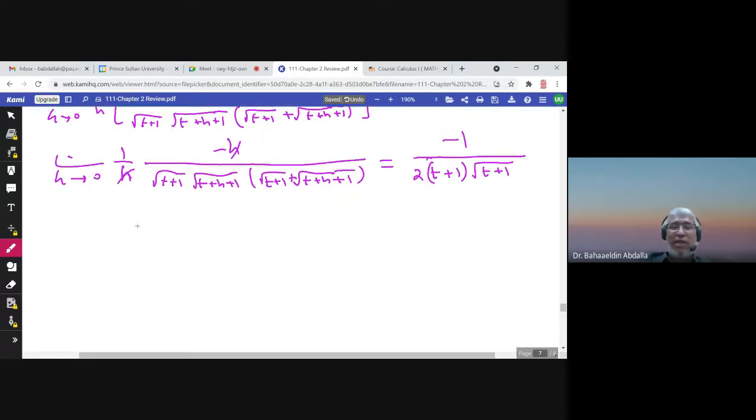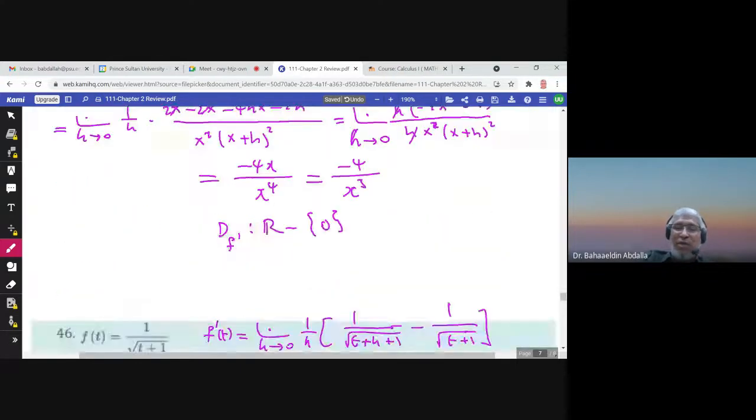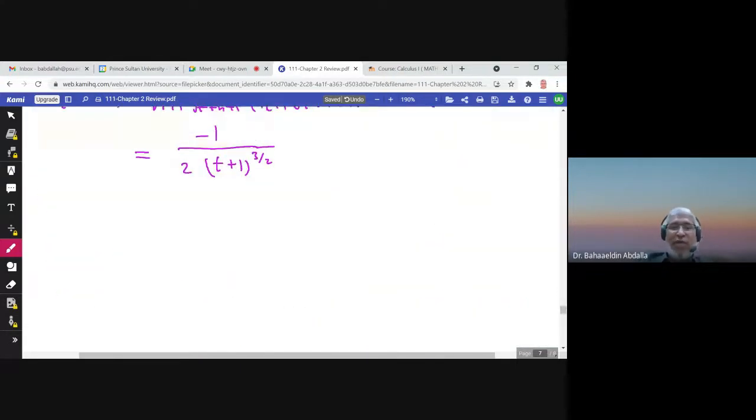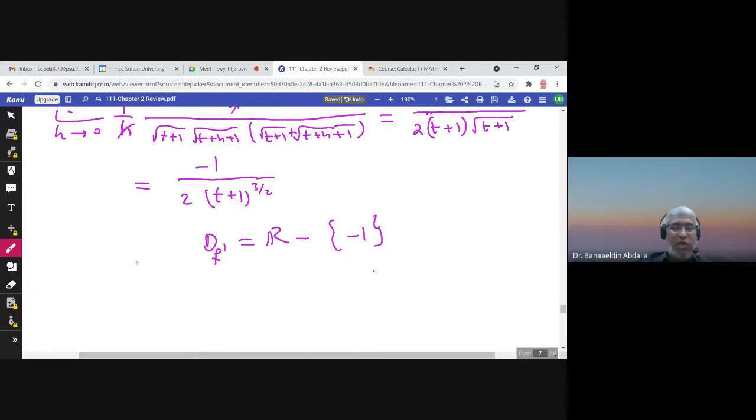You can write it if you like, negative 1 over 2 times (t plus 1) to the power 3 over 2, because power 1 and power half will give you power 3 over 2. What is the domain? He is asking about the domain. Well, this is f prime in front of us, and the domain of f prime would be all real numbers except negative 1, because it will make the denominator 0, but not only negative 1. Because we have a square root, so it's the square root of t plus 1. So this domain is not correct.